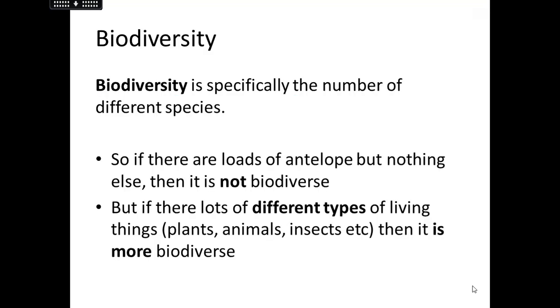So we've mentioned biodiversity before. Just to highlight what it means again, it's specifically the number of different species. You could have loads and loads of one thing, but that's not particularly biodiverse. So you need to have lots of different types of living thing living there. It could be plants, animals, insects, bacteria, everything that's alive. But the more different types you have, the more biodiverse it is. And obviously that's quite useful in terms of cycles, which is what we've been studying, like the carbon cycle, before.